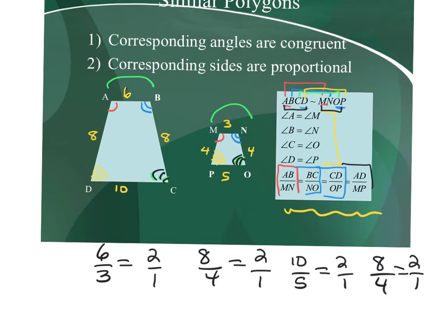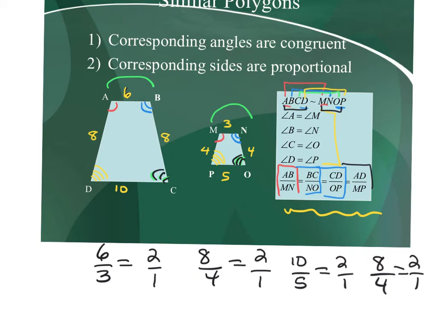If you match up the corresponding sides and they're not proportional, if they do not simplify to the same ratio, then these are not similar. Every side needs to simplify to the same ratio.